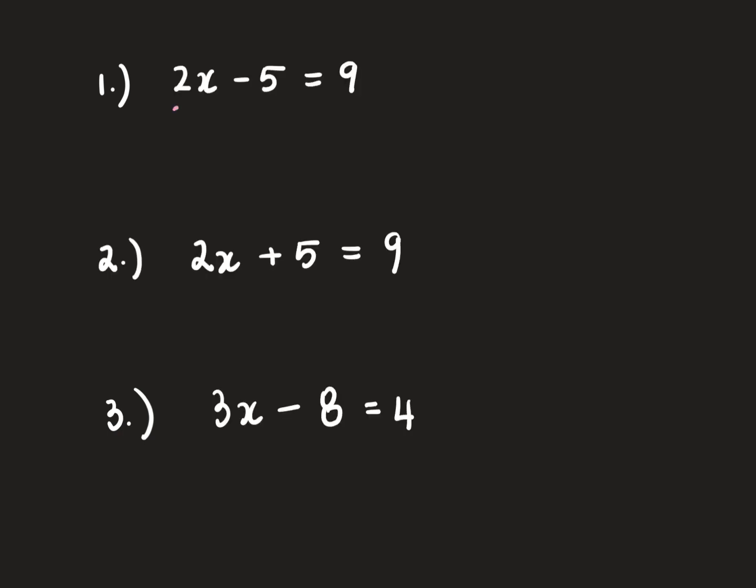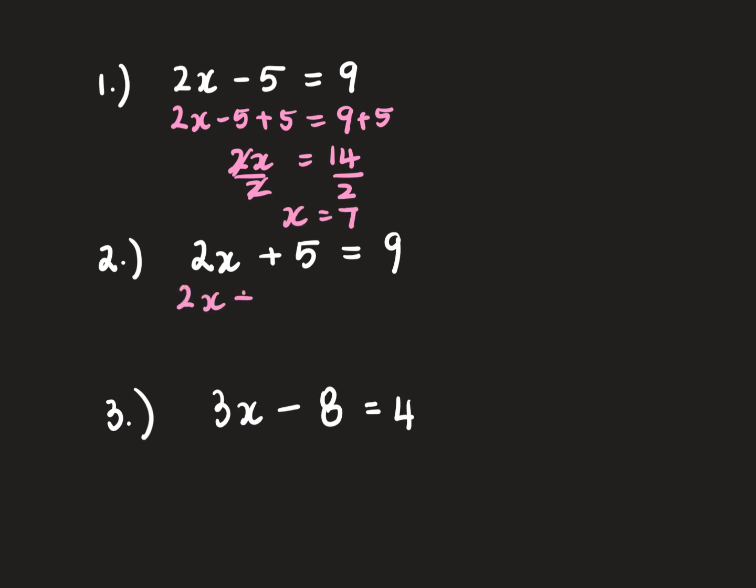Let's go through them. The first one, 2x minus 5 equals 9. 2x minus 5 plus 5 equals 9 plus 5. 2x equals 14. Divided by 2, cancel. x equals 7. Next one, 2x plus 5 minus 5 equals 9 minus 5. 2x equals 4. Divided by 2, cancel. 4 divided by 2 is 2. x equals 2. Next one.